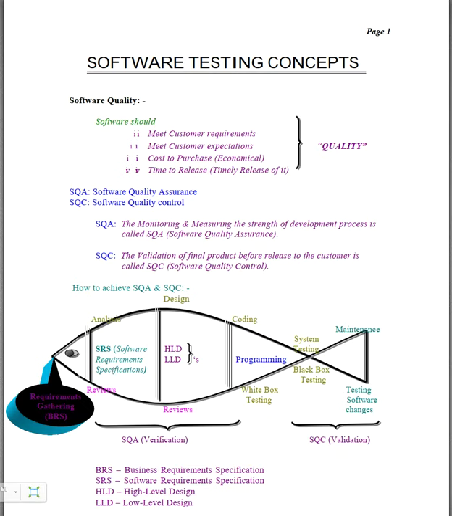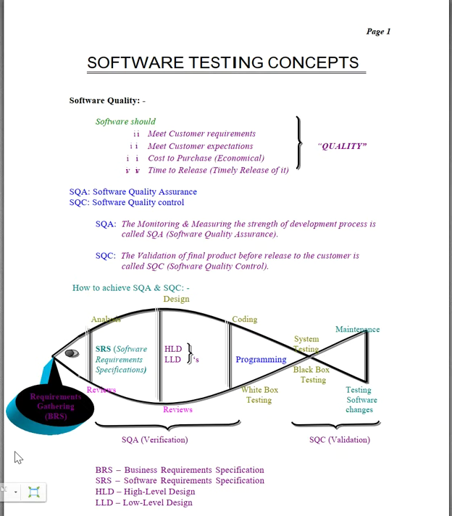So we will start with software quality. The software should meet the customer requirements, meet the customer expectations, and the cost to purchase and time to release. Those are some of the quality terms that the software should have. And there are two terms called SQA and SQC. SQA stands for Software Quality Assurance, and SQC stands for Quality Control. So you might have heard about QA and QC and all those things.